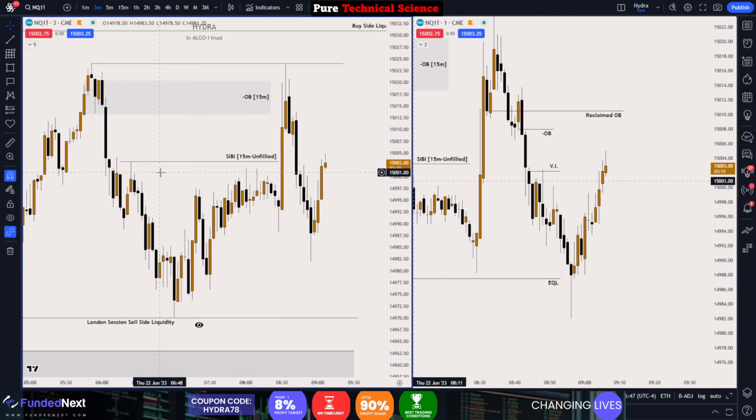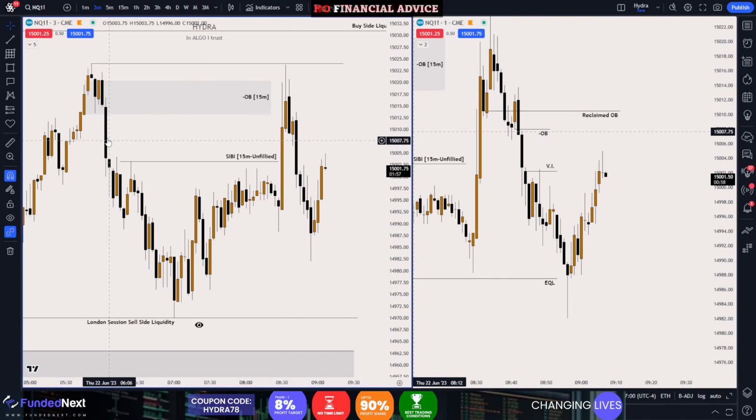I waited for price to deliver, to open its hands in front of me and show me where it's going. I knew price was going to reach for this fair value gap. When price was here, I was calling it. Price came all the way up. Then did I short it once price hit this fair value gap? No, I was waiting for what? For price to reject.